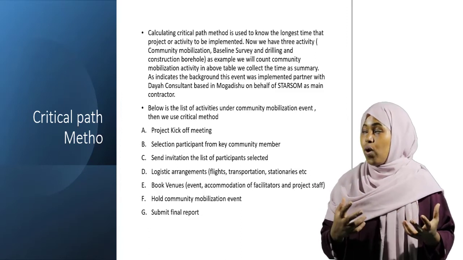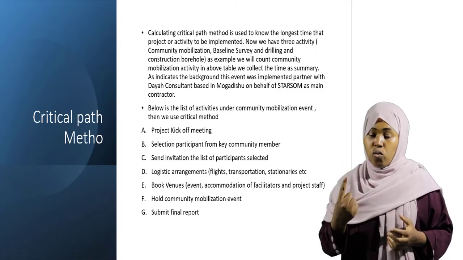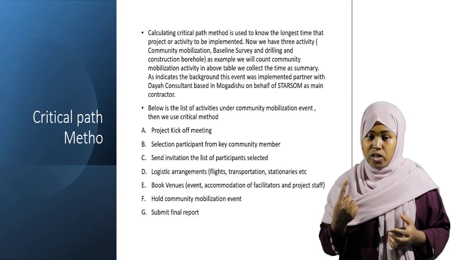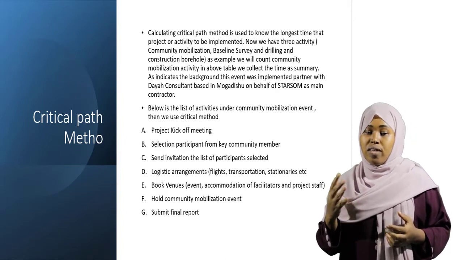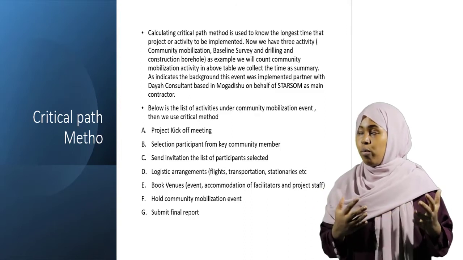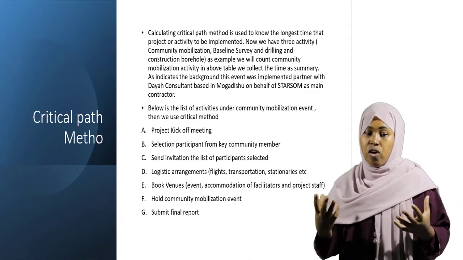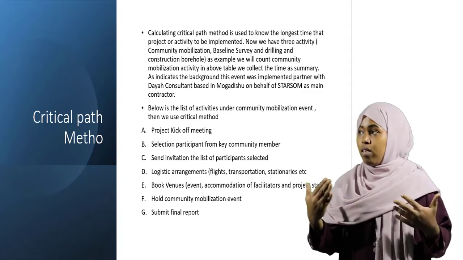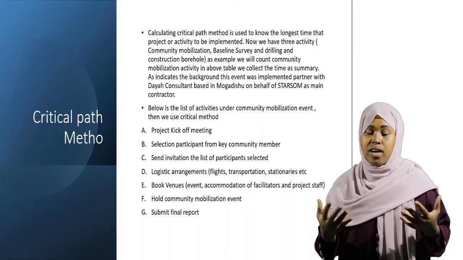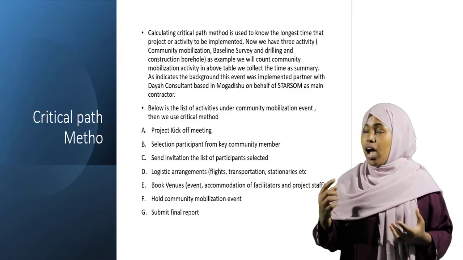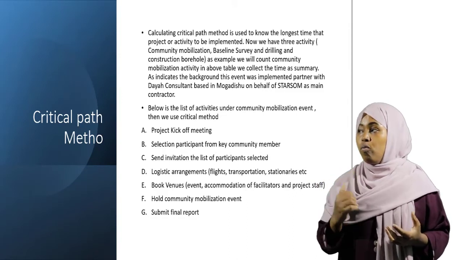Since we have three activities in the example of our assignment, we can do only one activity in a community mobilization event. I need to explain how the critical path method works. If I take all three of them, it may involve a lot of sub-activities, and it will be time consuming, and no one can understand it easily.